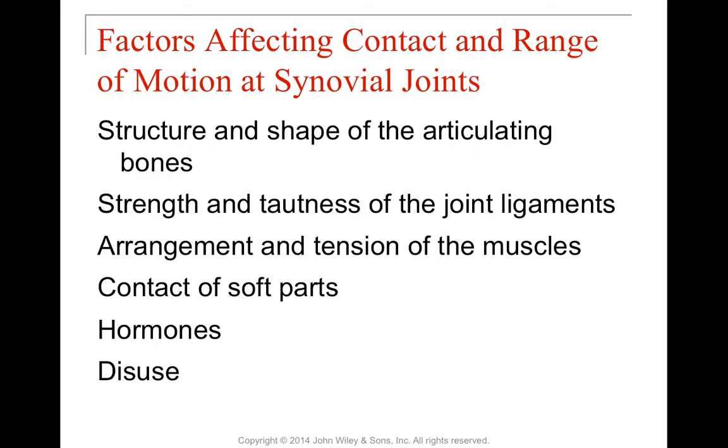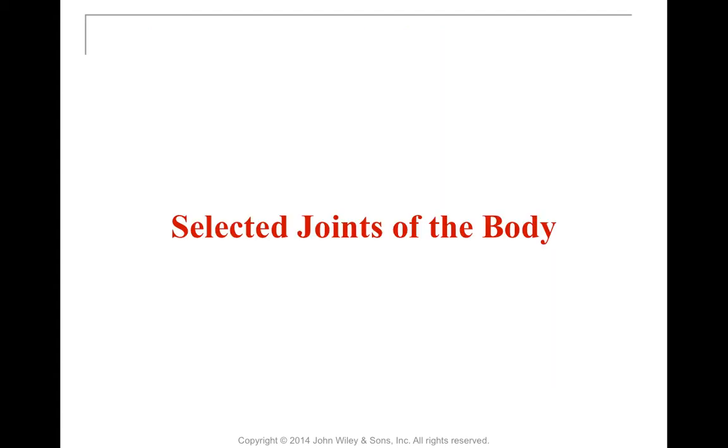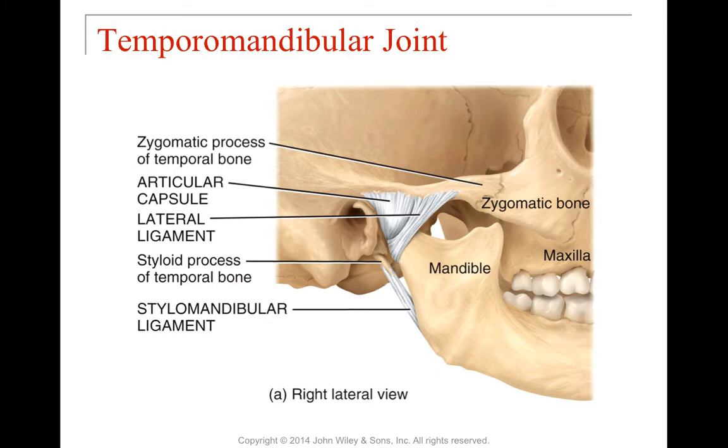All right, so what are the factors that affect the range of motion and the contact of the bones at the synovial joints? And that generally comes down to structure and shape of the articulating bones, as well as the arrangement of the muscles and the ligaments, and the contact of the soft parts. Additionally, disuse can lead to wear and tear, and hormones can increase or decrease the flexibility in these regions as well. So let's talk about some of the selected joints in the body.